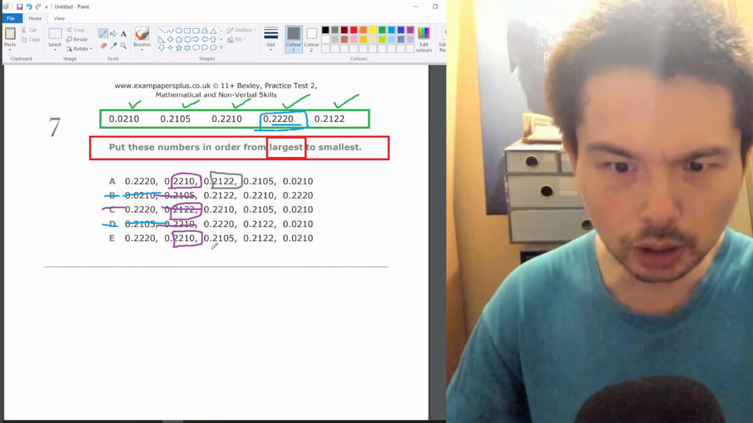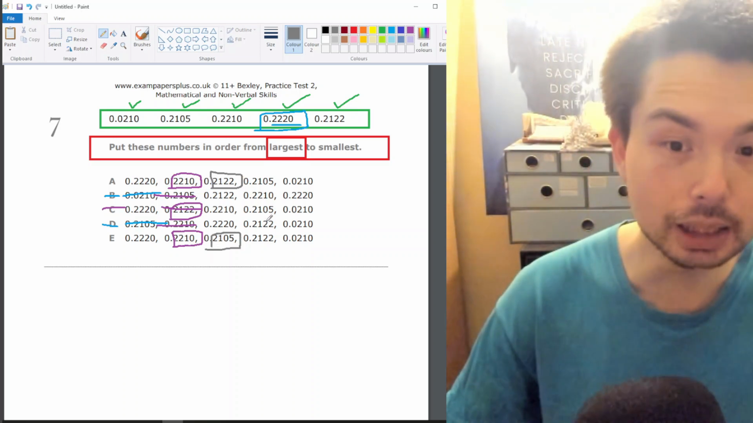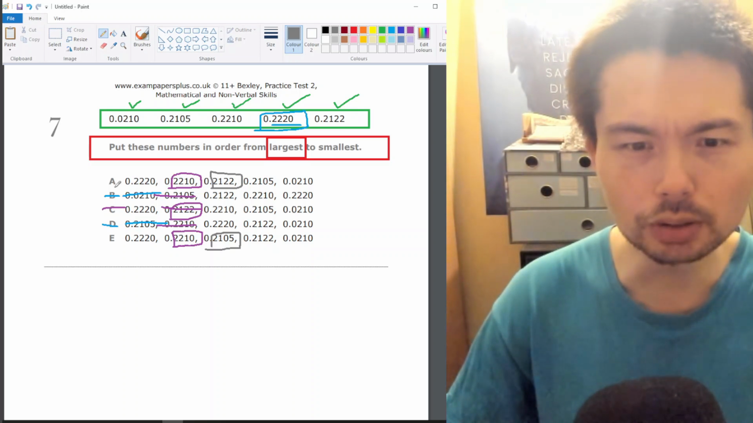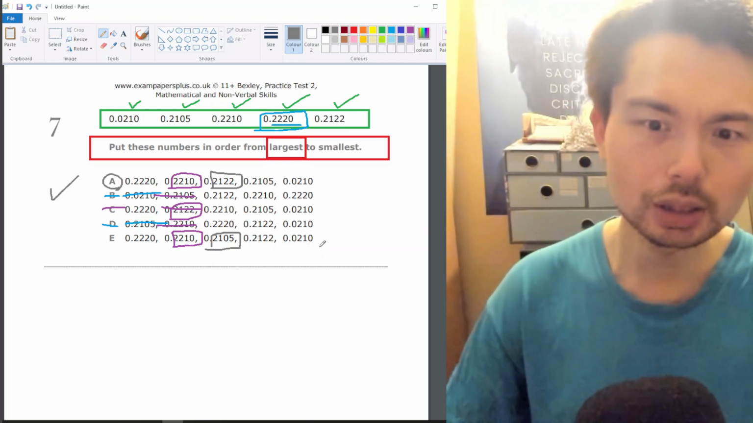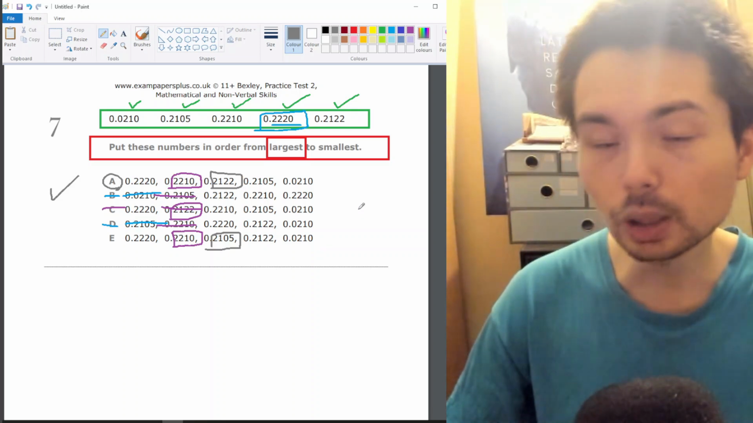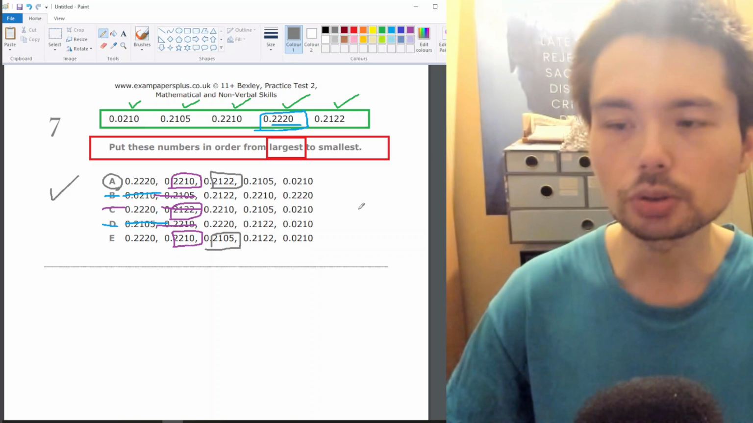2122 or 2105. Which is the next biggest? Because we're going from biggest to smallest. It'll be that one. So A is the answer. Don't even waste time with the rest. We stop. That is the skill with these questions. We need to do them quickly. That is the skill. We stop here. Next.